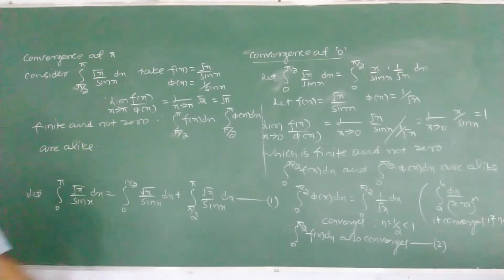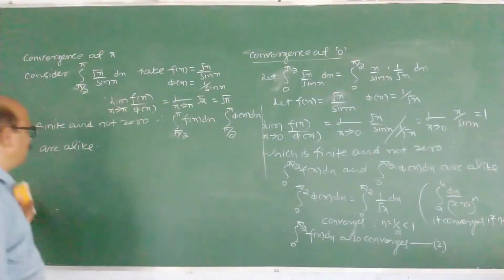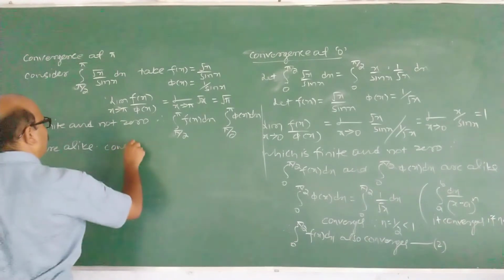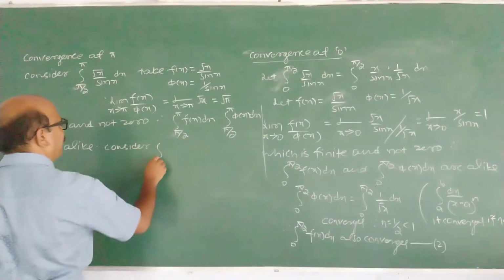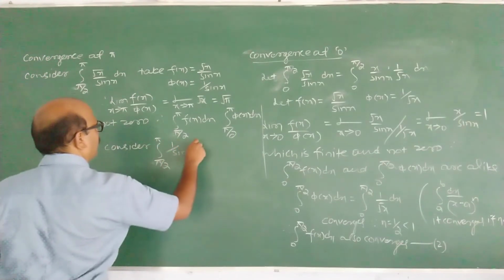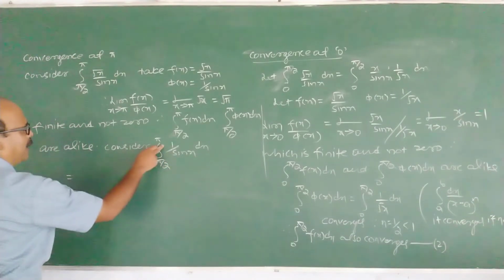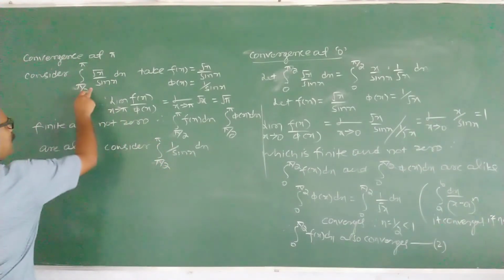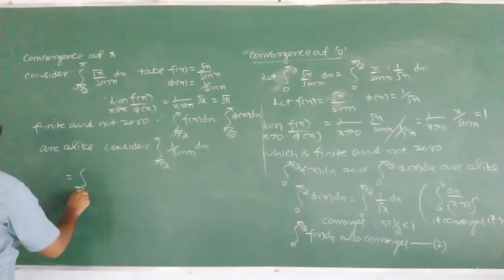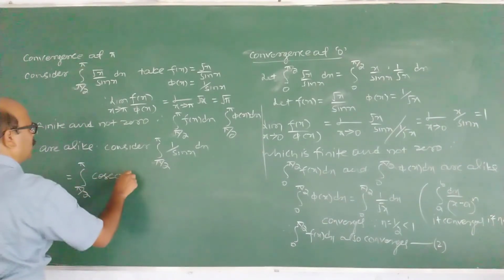Either both converge or do not converge. But we know the behavior of 1 upon sin x. Consider the integral from pi by 2 to pi of 1 upon sin x. Now we have to verify whether it converges at pi. If it converges at pi, then this also converges at pi. So we consider this. It is pi by 2 to pi, 1 upon sin x is cosec x.